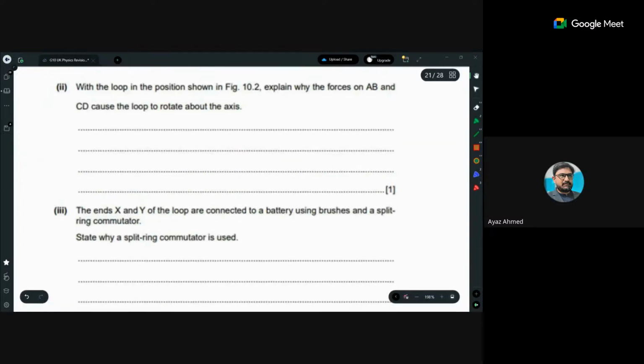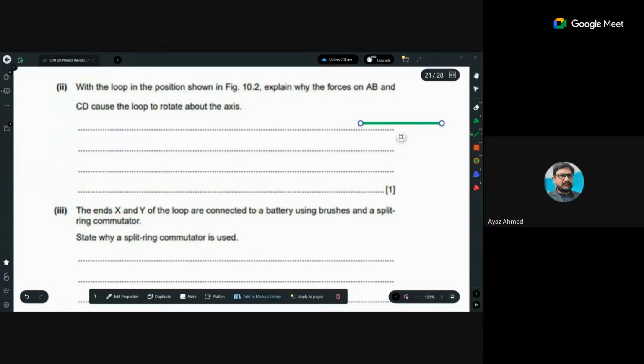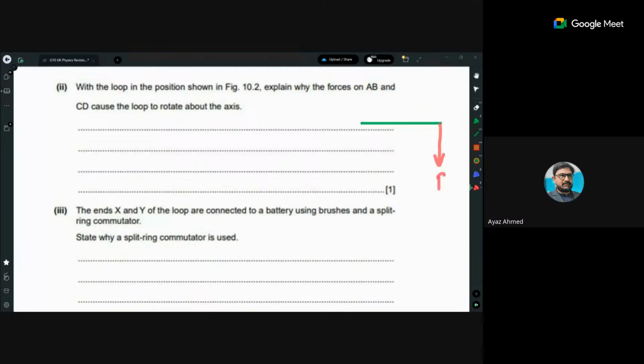Okay, next: explain why the force on AB and CD causes the loop to rotate about the axis. So this is a very easy question because both forces are acting in opposite directions, right? And they are producing a turning effect. It's a very simple explanation. One force is acting downward, the other force is acting upward, and the coil is pivoted from the center, so it will cause a turning effect in the coil. Okay?